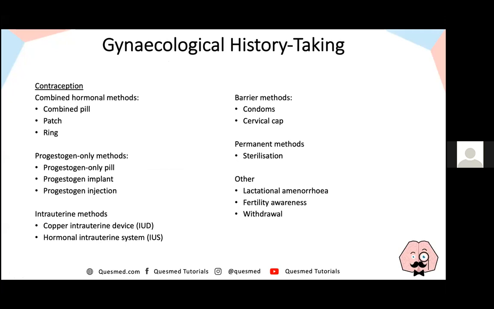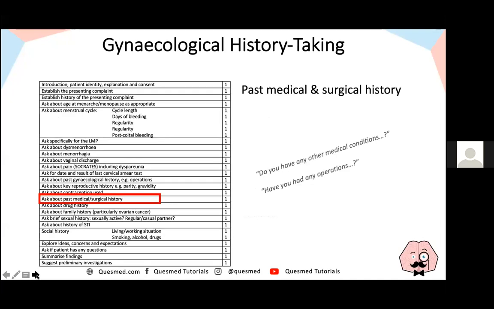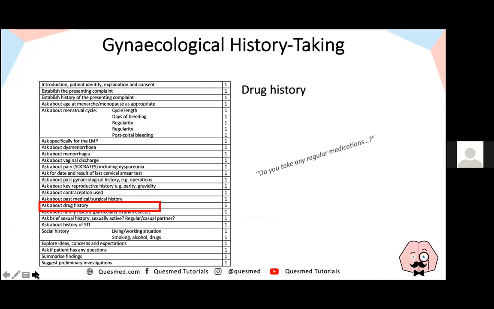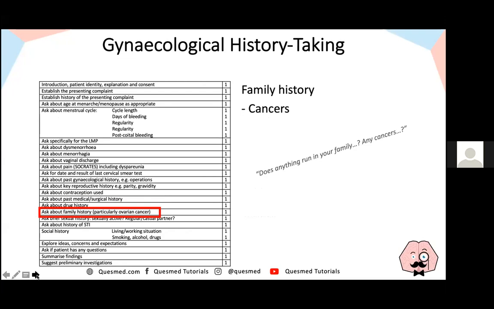And in terms of contraception, we're also thinking about risk of pregnancy. If they have been using their contraceptive method incorrectly and having unprotected sex, in OSCE land, they're definitely pregnant. And in every history taking scenario, we ask about past medical history and past surgical history. We ask about medications, and we ask about family history, particularly cancers, being mindful of the fact that many gynaecological cancers have a genetic component.